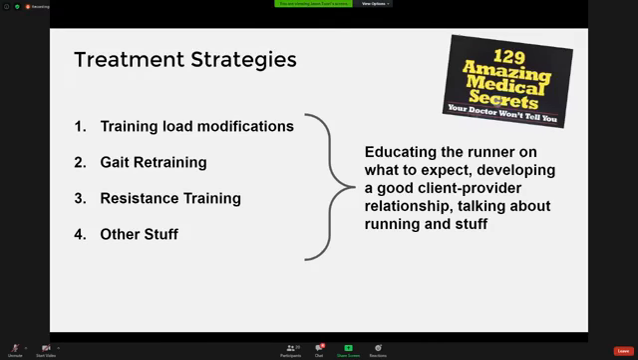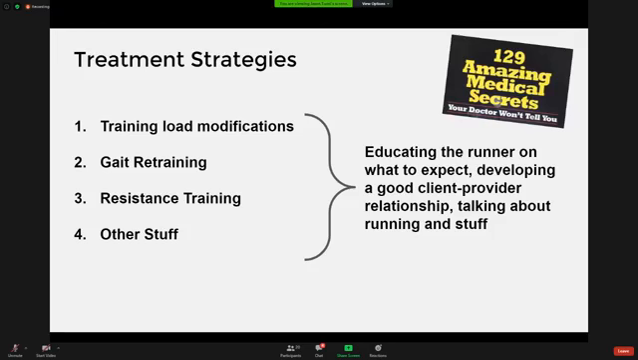So with these 4 treatment strategies, what we're really trying to do is educate the runner on what to expect, because these treatment strategies in isolation don't do a whole lot unless somebody has some context and some expectations. We've got to develop a good client-provider relationship, or therapeutic alliance as it's called in medicine.